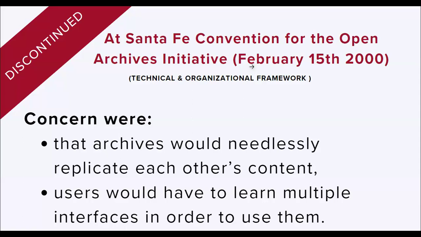At that meeting in 2000, there were concerns about what if archives, at that time there was not that large a number of archives, there was a very small number of repositories and archives. Basically, they were talking about the physics archive, and a very minute number of archives and repositories. But what if, and they were sure, they were positive, there would be loads and loads of repositories. So what if the archives would needlessly replicate each other's content?